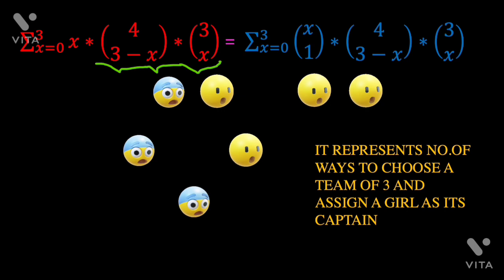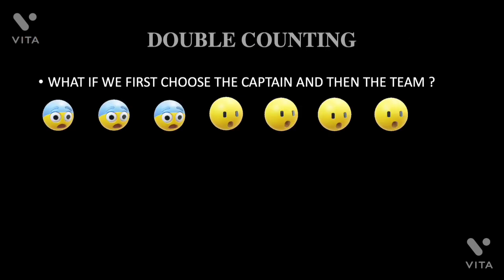Obviously, choosing the captain first and then the rest of the team is much easier and has the same number of ways. Note that in the end we'll end up with a team and a girl as its captain. So it's irrelevant whether we have chosen the captain first or the team first, as both paths will have the same number of ways.